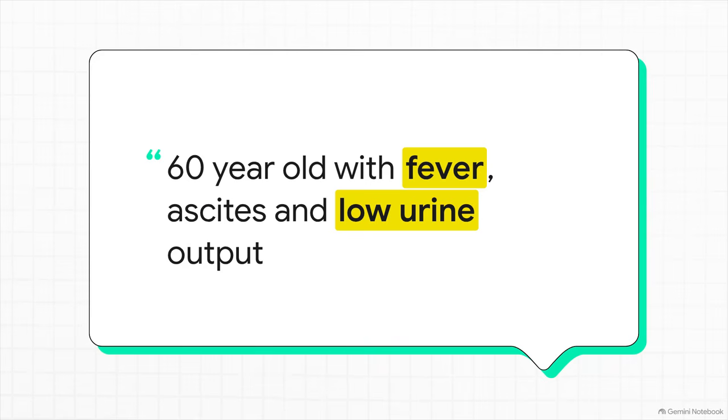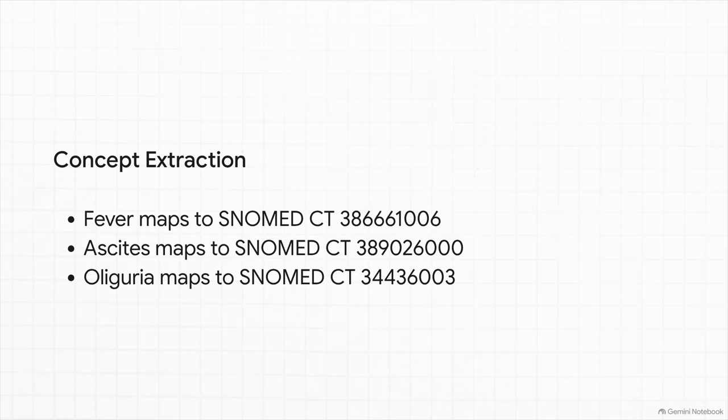It all starts incredibly simply. A clinician just types this exact phrase in their own words: 60-year-old with fever, ascites, and low urine output. The absolutely crucial thing to understand here, the doctor doesn't need to know a single thing about coding. They literally just type what they see in front of them. Once they hit enter, the system takes the wheel.